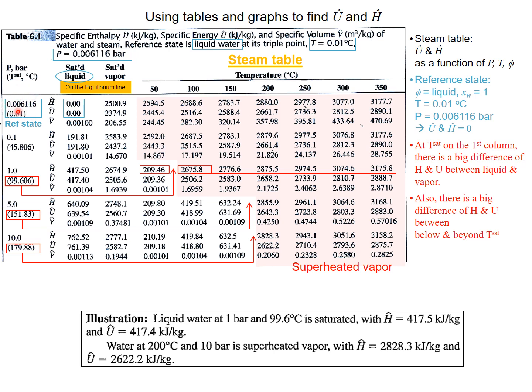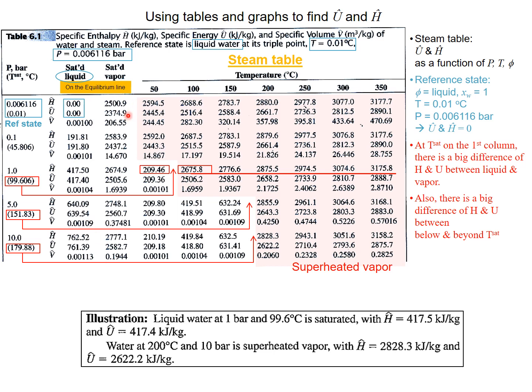Here, 0.006116 bar means the pressure of the triple point, and of course the saturated temperature is fixed, 0.01 Celsius degree. That was the reference state.